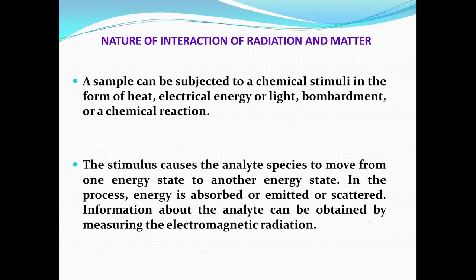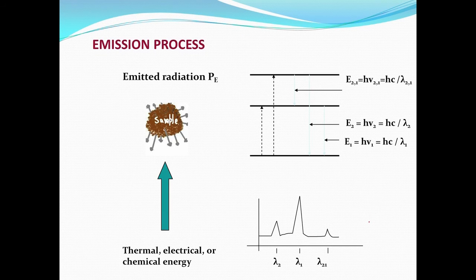So, this is what we are planning to do in spectrophotometry, and at this point I want to show you what is the emission process and what is the absorption process. Imagine here I have the radiation, thermal, electrical or chemical energy. I have the sample here, the process is emission. So, on the right side, the electron transition I am showing with a dotted line. When it comes back to the ground state, it emits the radiation that it has absorbed.